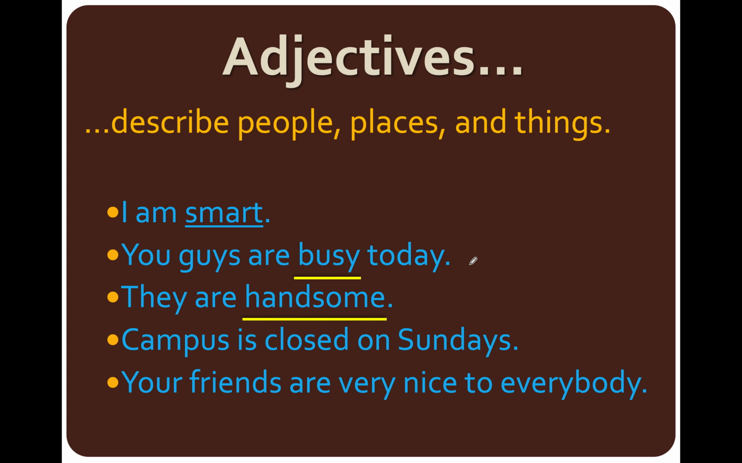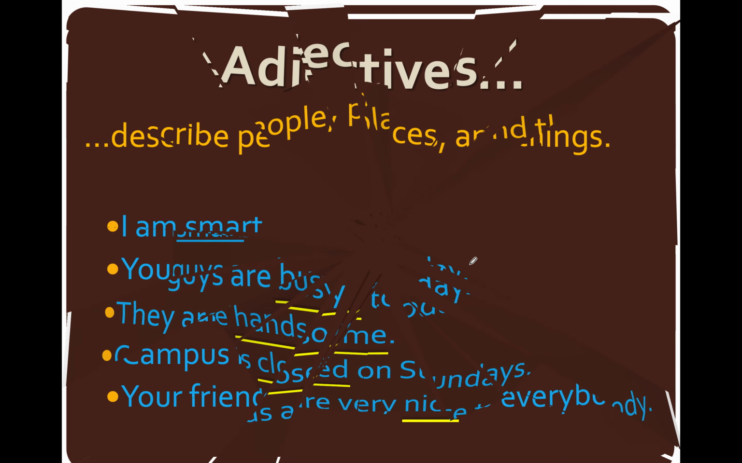How about campus is closed on Sundays? Being closed is the adjective because it describes the state of the campus. Your friends are very nice to everybody. And the adjective would be nice, because it describes the friends. All right, so that is an adjective. We got the definition down. Let's continue.